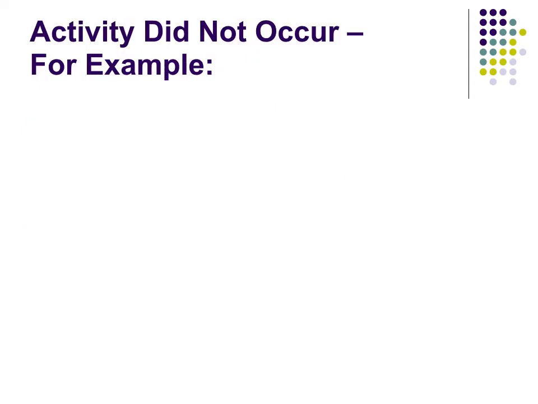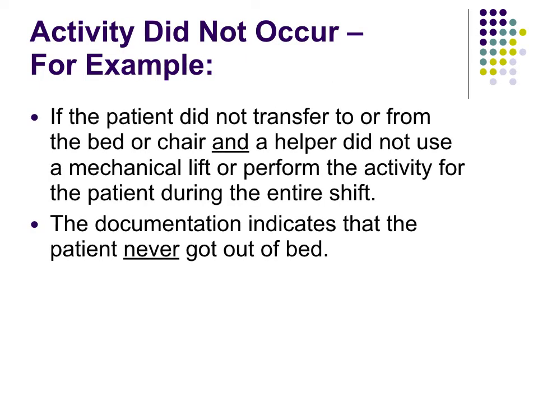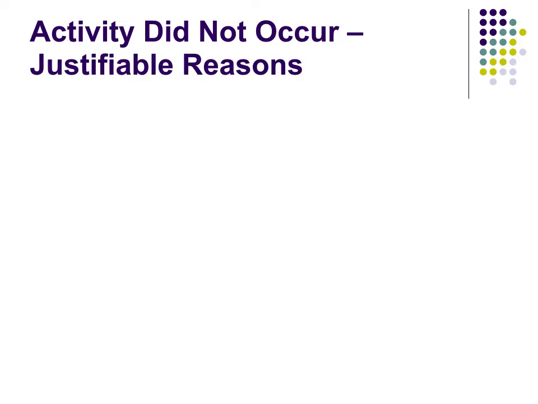I'm going to have a couple other examples coming up. So just like I said, if the patient didn't transfer to or from the bed or chair, and the helper did not use a mechanical lift to perform the activity with the patient during the entire shift, documenting that the activity did not occur would be indicating that the patient never got out of bed. So just be aware of that when you're doing documentation in FIM. Try as much as you can to use the comment boxes instead of documenting activity didn't occur, because it looks like we're not providing care to our patients when we are. So just be aware when you are selecting that.